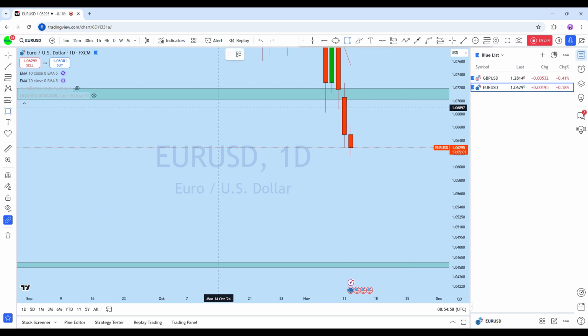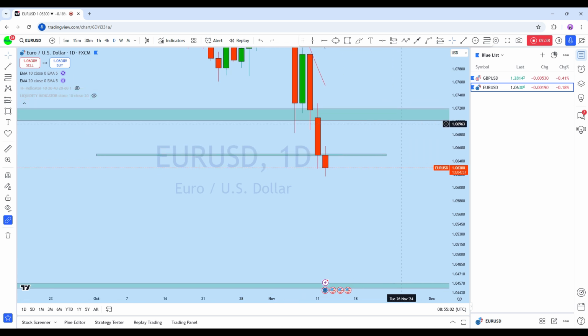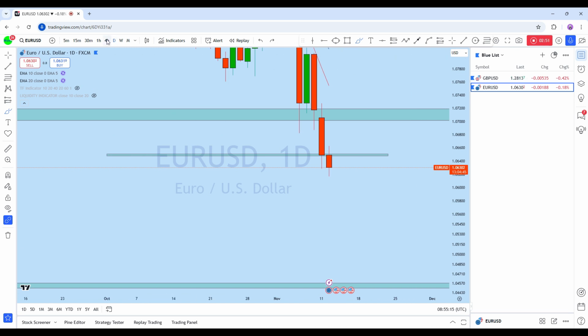Now today's candle, if we look at it, this is today's daily resistance line, and if euro dollar is moving up later today for any deeper pullback, that can give a potential selling opportunity on the lower time frame on euro dollar.